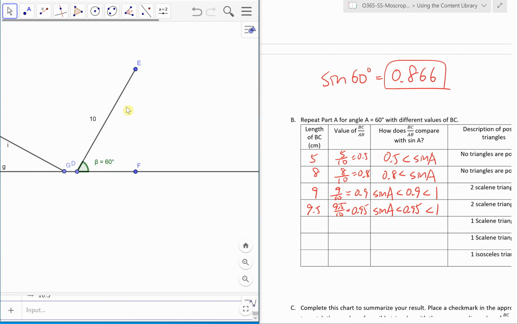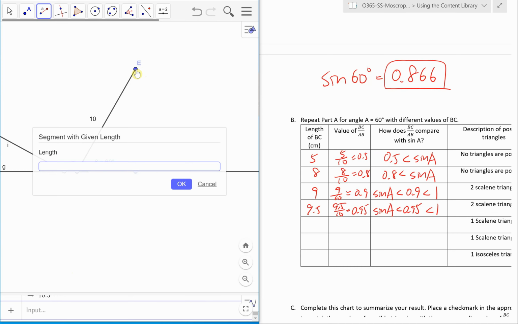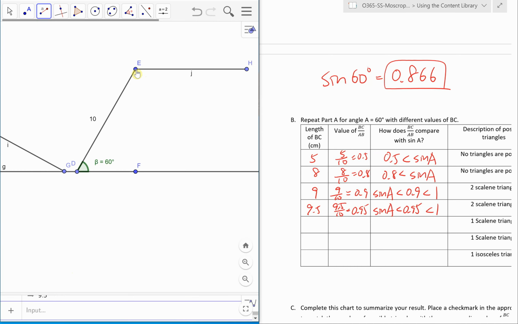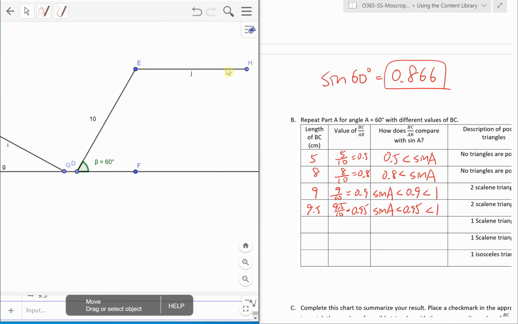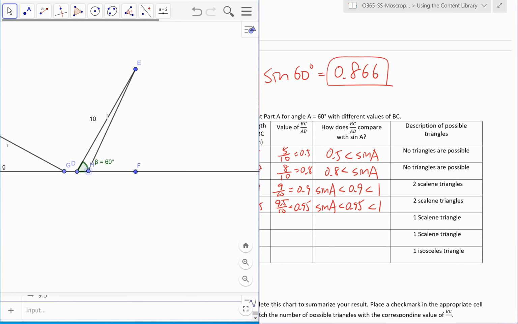Now I'm going to delete this and make another one. I'll make this 9.5. And now we're going to swing this and see if it works. You'll see one triangle for sure. We will make another triangle right there. Perfect, this is awesome. So far, the pattern has been consistent with the previous example.